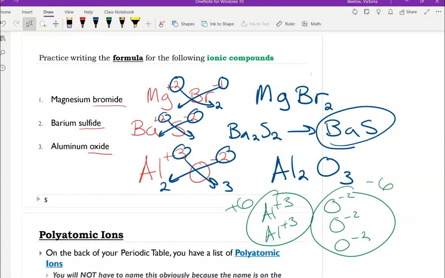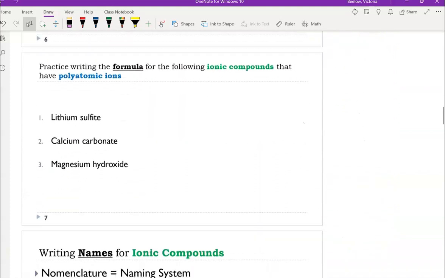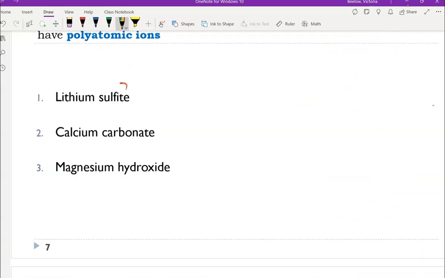All right, what if you see something like this? We'll get back to that slide in a second. It looks kind of funny. It's like sulfite, it's not sulfide. Carbonate, it's not carbide. Hydroxide looks like a hydrogen and oxygen mixed together. If you see something like that, you want to look on the back of your periodic table, which has the polyatomic ions. So on the back of your periodic table, make sure you have the polyatomic ions.